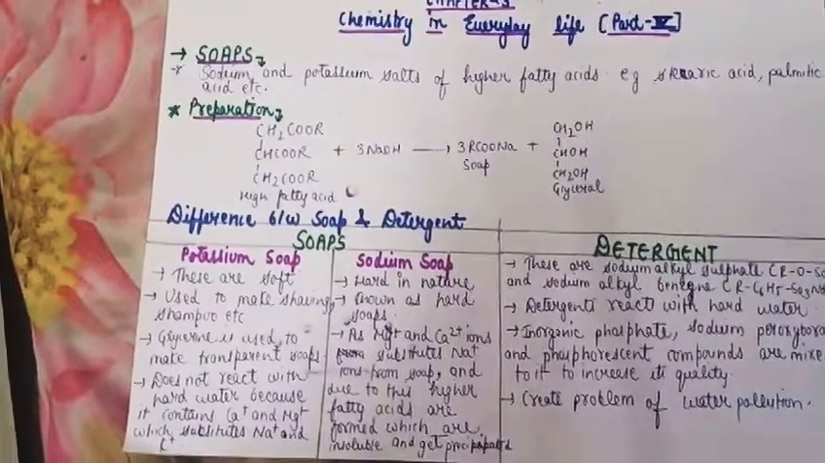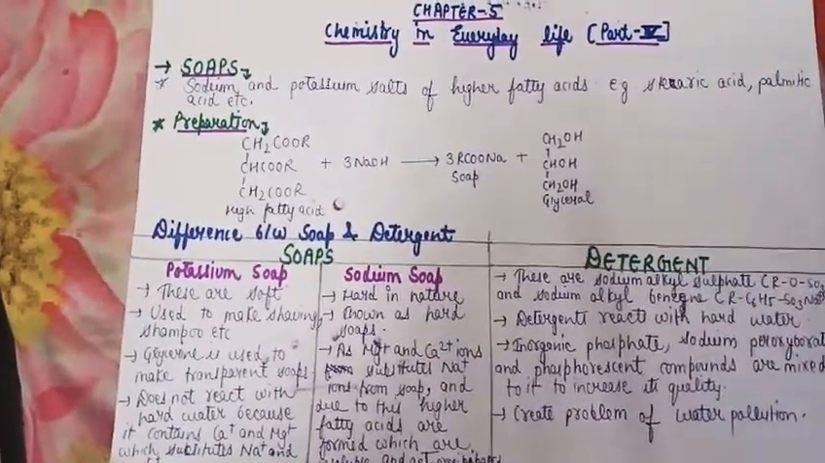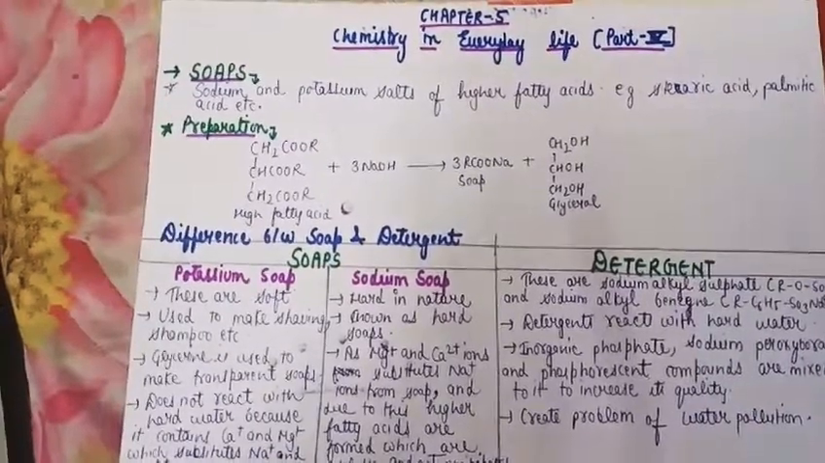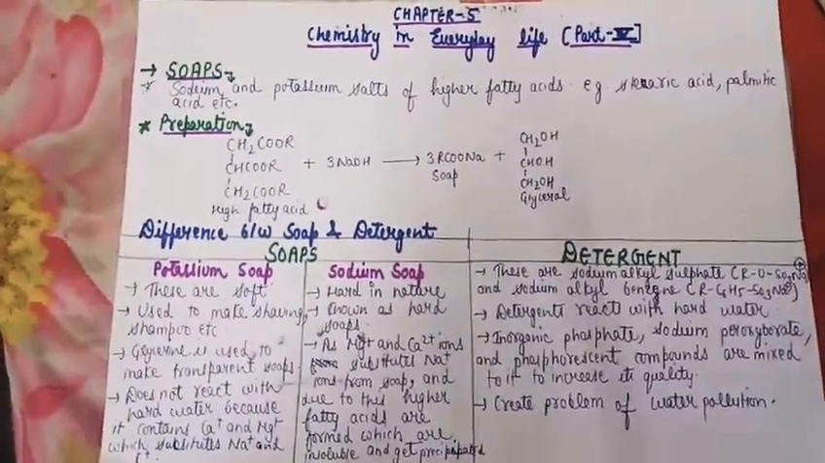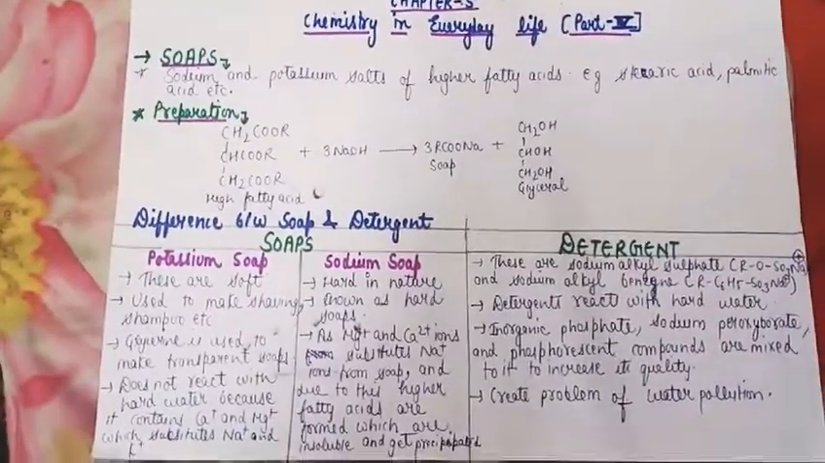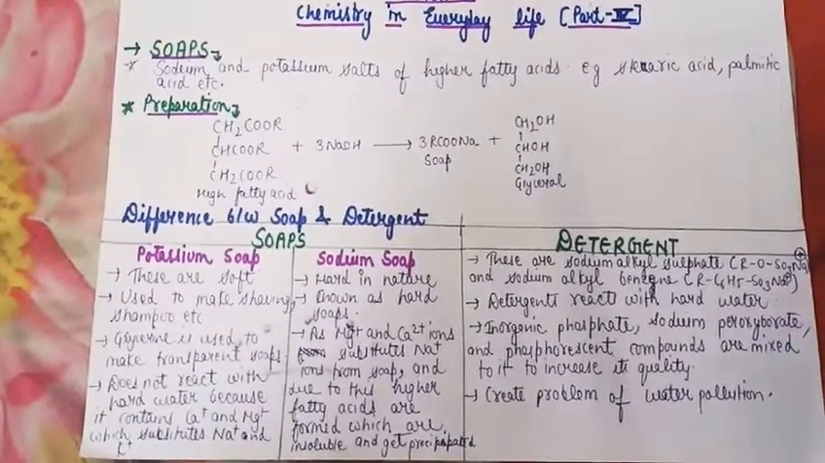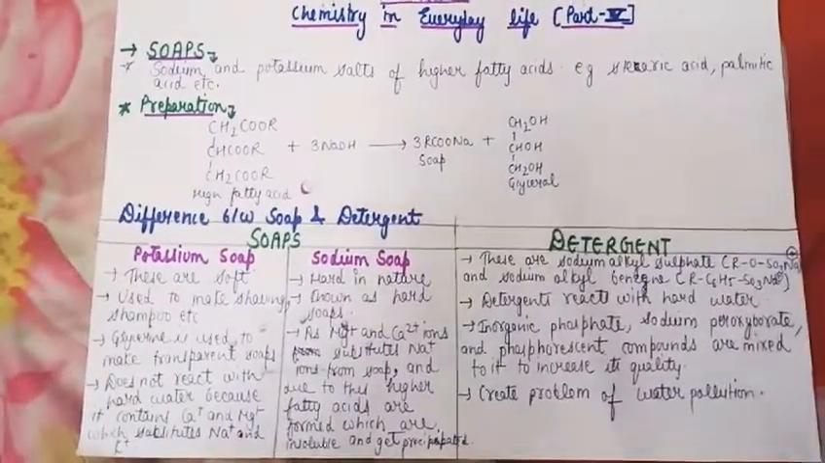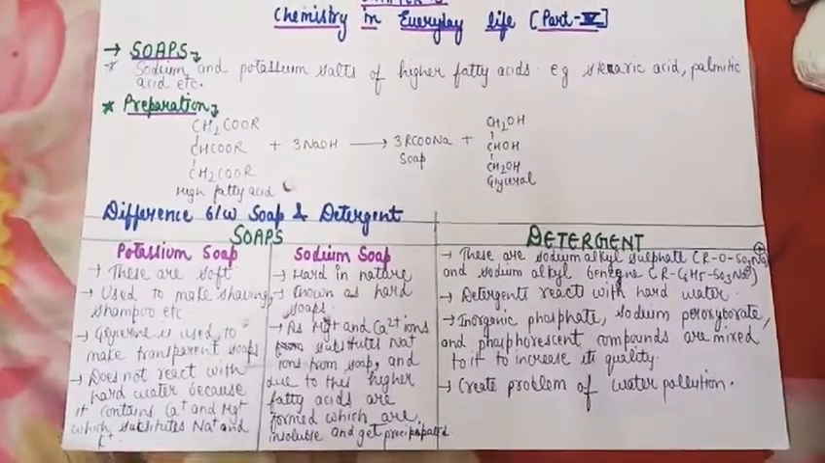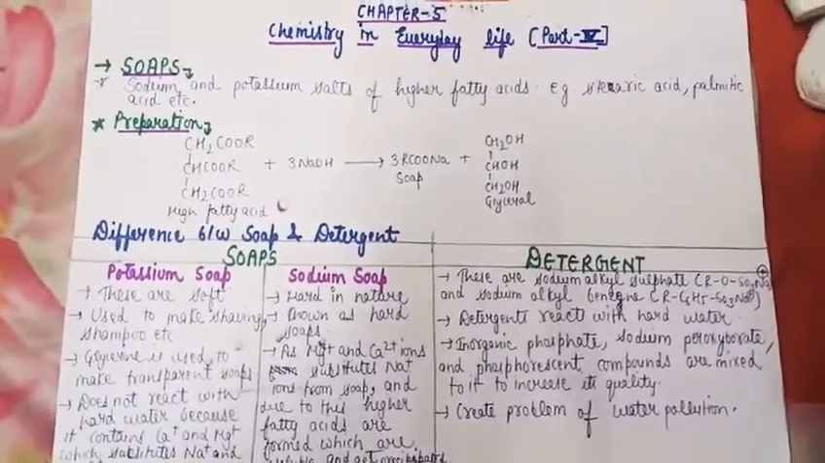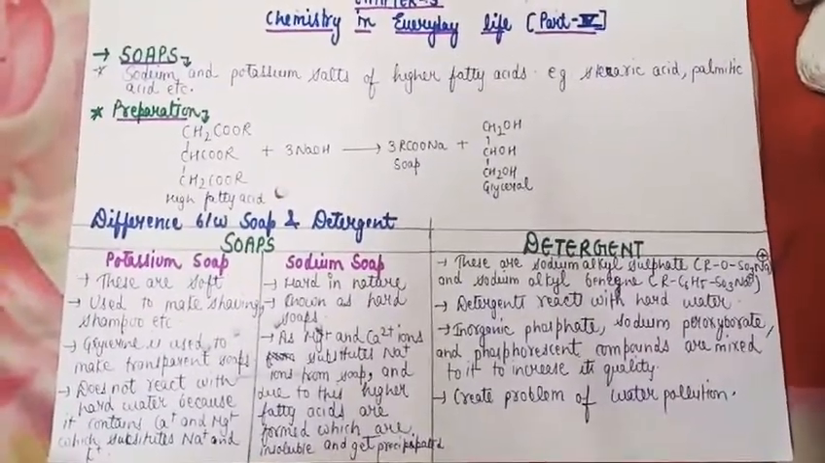So today we start, the topic is soap and detergents. Soap is a term we are so familiar with. This is a substance that is used for cleaning something, our body, our hair, or the clothes we use in daily life. So soaps are generally mixtures of sodium and potassium salts of higher fatty acids. Now the first question that rises in our mind is, what are fatty acids?